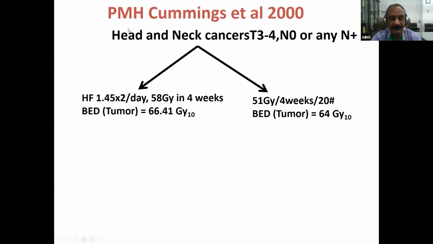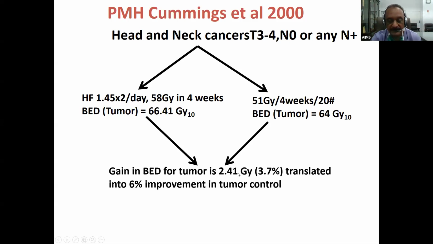This is the trial from Princess Margaret Hospital. This is hyperfractionated versus conventional fractionation, though they have used a different fractionation scheme in both arms, but since they use 2 fractions per day, we call it hyperfractionation versus conventional fractionation. And again, if you look at the difference in the BED, it is around 2.41 gray, which means around 4% higher BED in the hyperfractionated arm. And when you calculate, it comes out to be 6%. So it should translate into a 6% improvement in tumor control. Again, from the biological model, we get this figure.